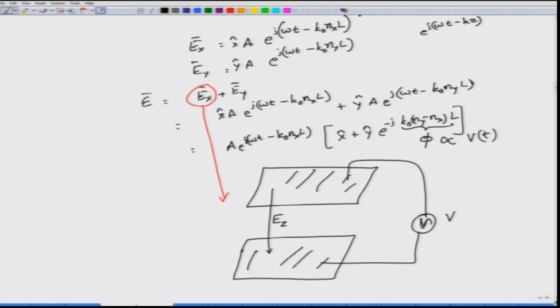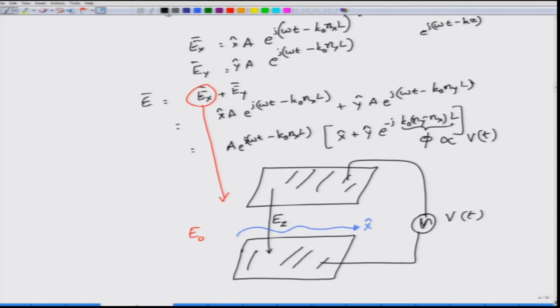So I will maintain a certain voltage V of t, which is a function of time in this particular case. I know that for two conductors, if I maintain a voltage difference V, then I will generate an electric field inside. This electric field is directed along the z axis, and the wave is now propagating along the x axis. It has a certain initial amplitude outside this particular region.